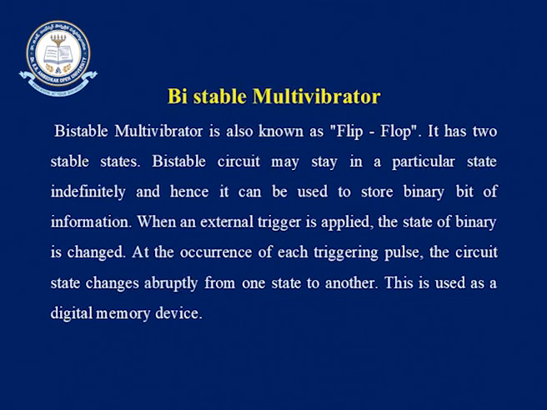The last one is the bistable multivibrator, also known as a flip flop, which has two stable states. The bistable circuit may remain in a state indefinitely, and hence it can be used to store a binary bit of information. A binary bit means it can store only one bit of information. So you can call it a flip flop. It can act like a register, temporarily storing one bit of information.